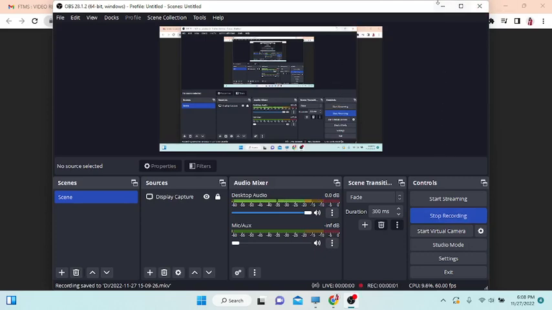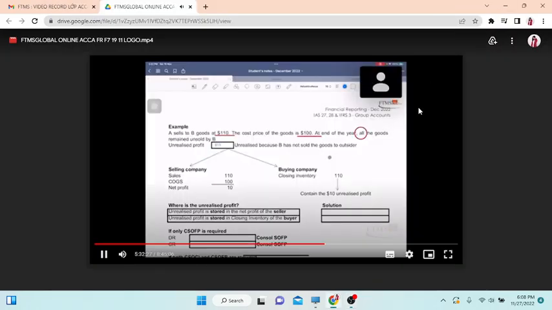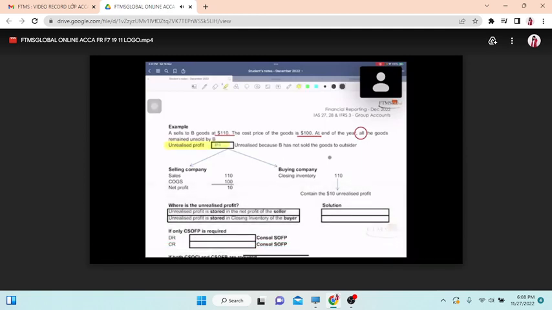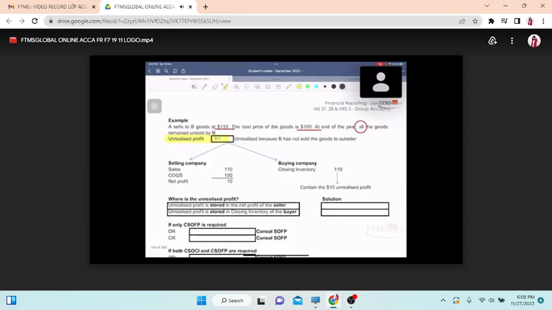The seller has not sold the goods to an outsider. So we can easily calculate that the unrealized profit is $10. The next question is, where is this $10 hiding? It's hiding in two places.